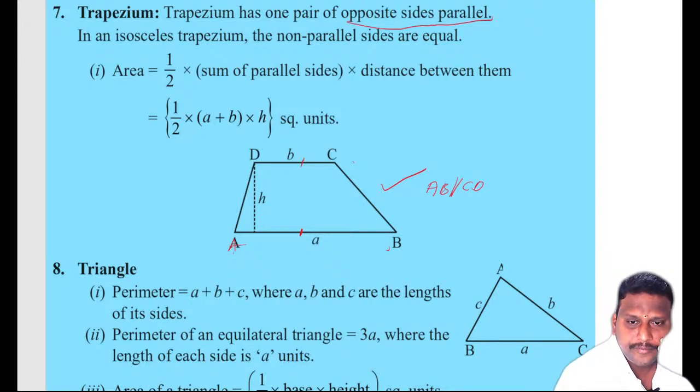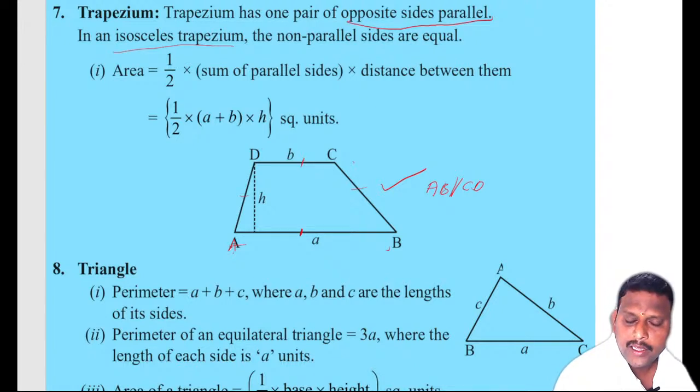And the other sides are not parallel and not equal. If they are equal, then it is called an isosceles trapezium. Isosceles trapezium means the non-parallel sides are equal. Then it is called what? Isosceles trapezium.